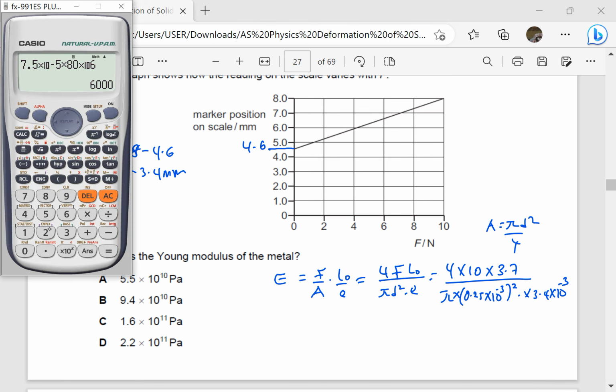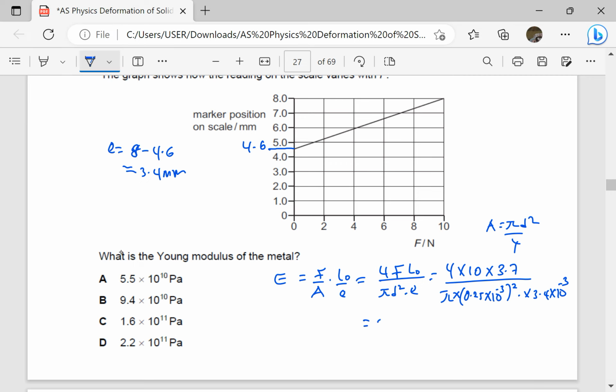So I have 40 times 3.7 divided by, open brackets, we have pi, I'll open another bracket, 0.25 exponent negative 3, where this is squared, and another bracket, 3.4 exponent negative 3. Then I'll close the outer bracket. So this is giving me 2.2 times 10 power 11. So this is 2.2 times 10 power 11 pascals. So the answer is going to be D.